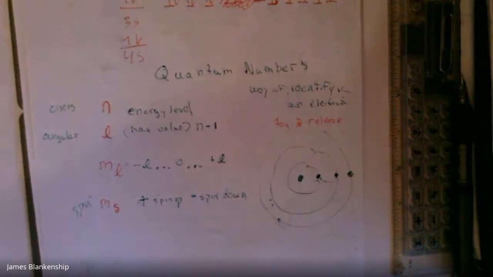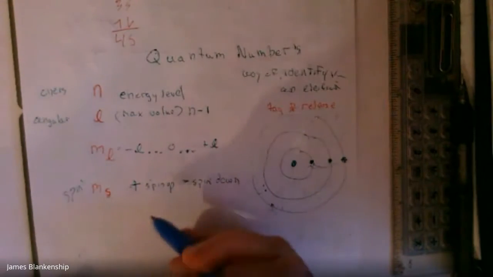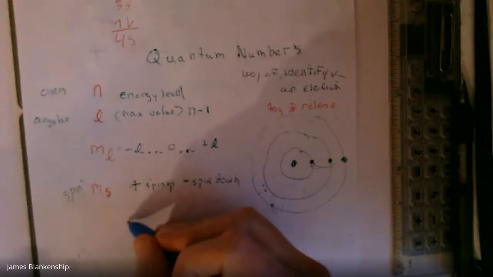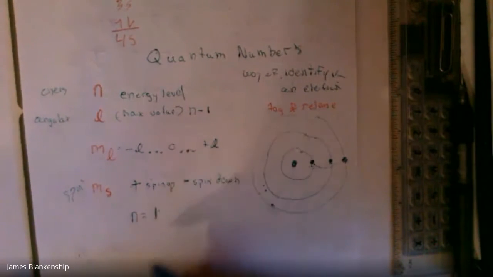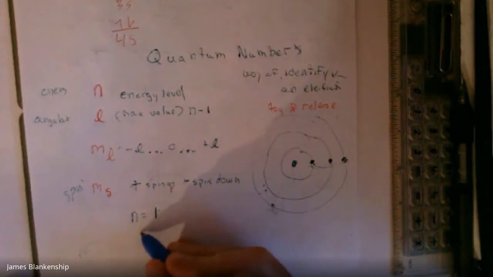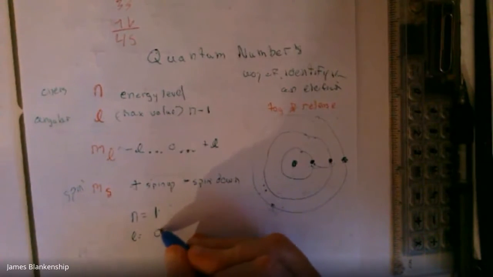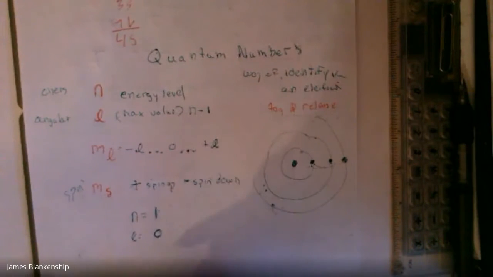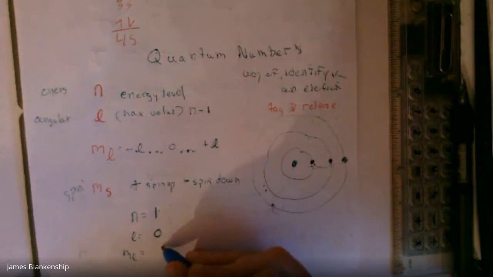Watch what happens. If my N equals 1, the only possible value I can have for my L when my N equals 1 is 0. And therefore, my only possible M sub L value is 0.